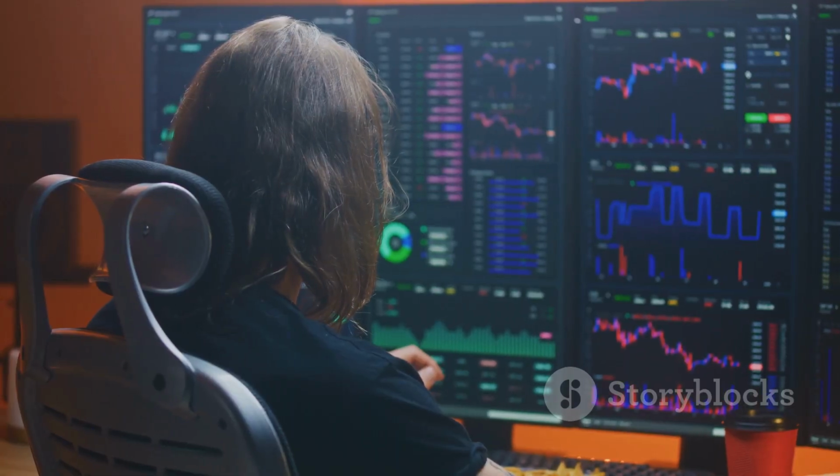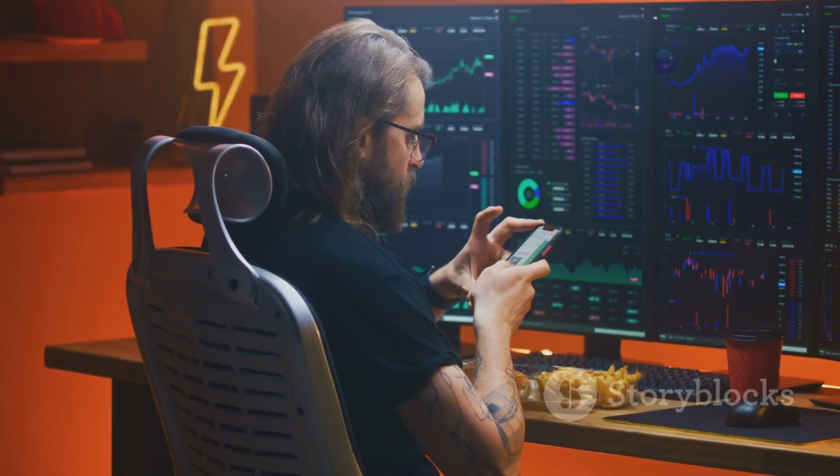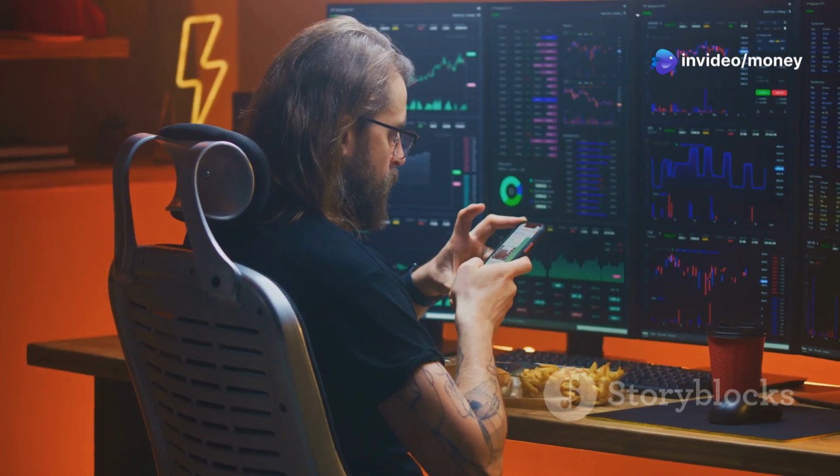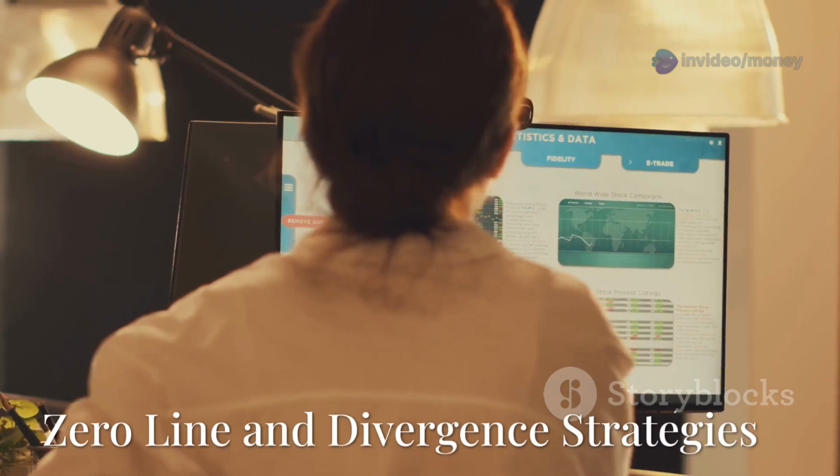It's important to note that MACD crossovers should not be used in isolation. Traders should always consider other technical indicators, chart patterns, and market context before making any trading decisions.